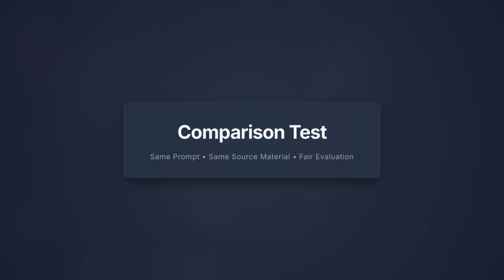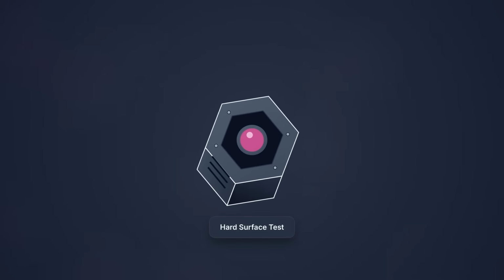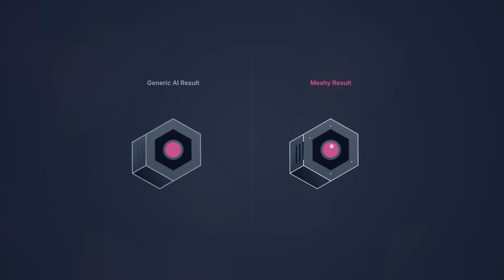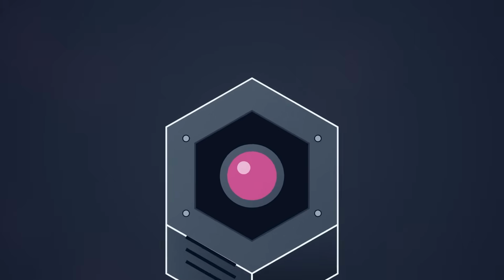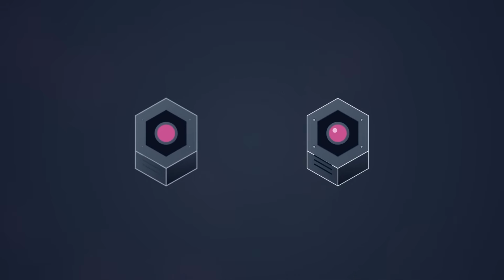Now for the comparison. To keep things fair, I'll use the same prompts and similar source material in both workflows. Let's start with a hard surface object. Looking at the results side by side, Meshy produces sharper edges and cleaner geometry. Small mechanical details appear more defined, and the texture placement follows the surface more consistently.